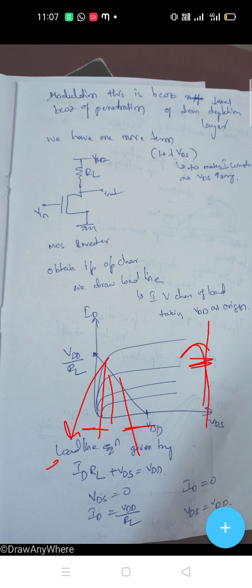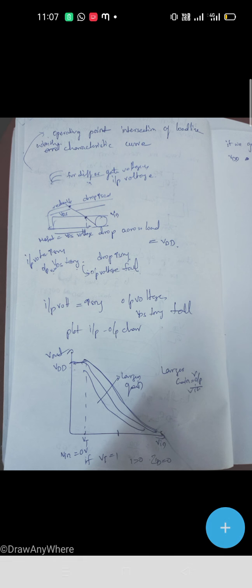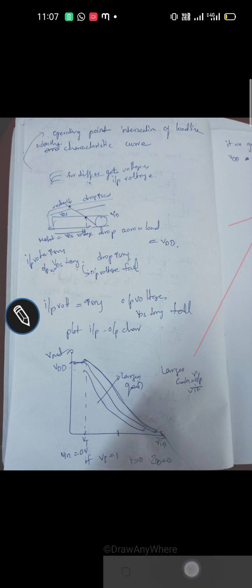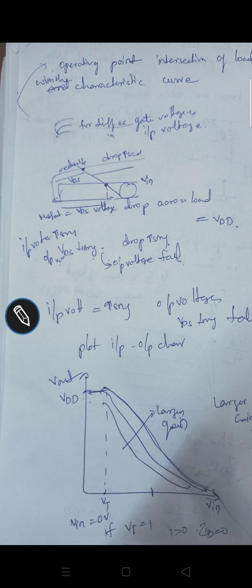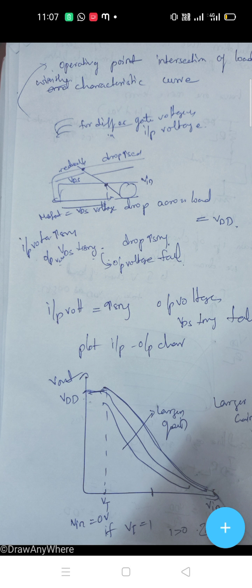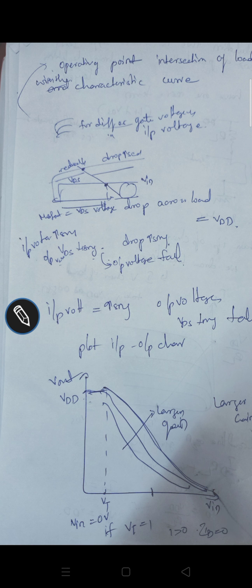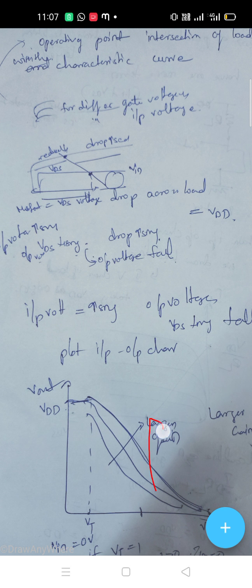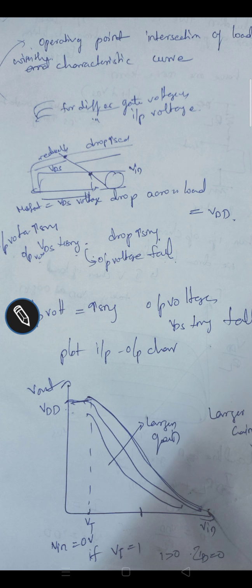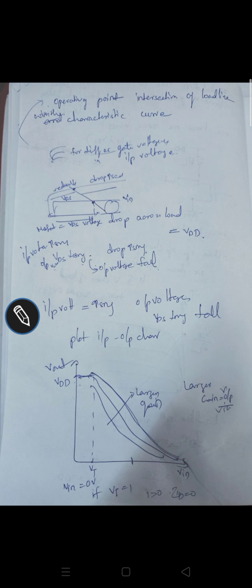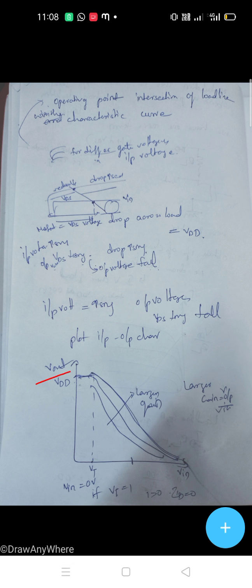Okay, and if you plot these NMOS inverter characteristics for different gate input voltages, this is what the characteristics look like. As the input voltage is increasing, the output voltage falls. This is the input output voltage characteristic. So here we are plotting the input output characteristics, V out versus V in.